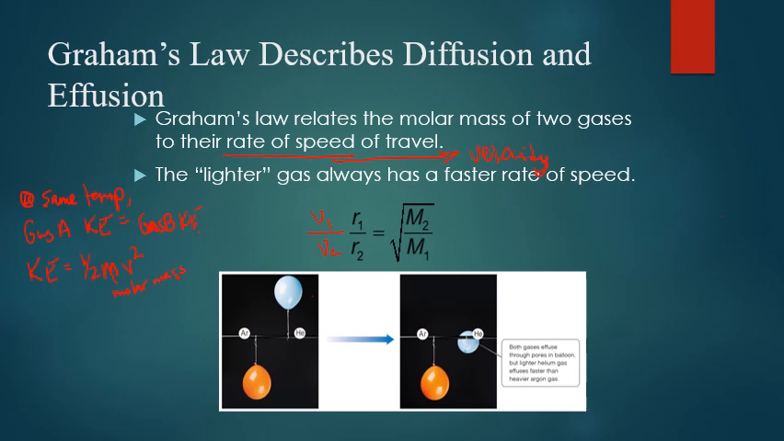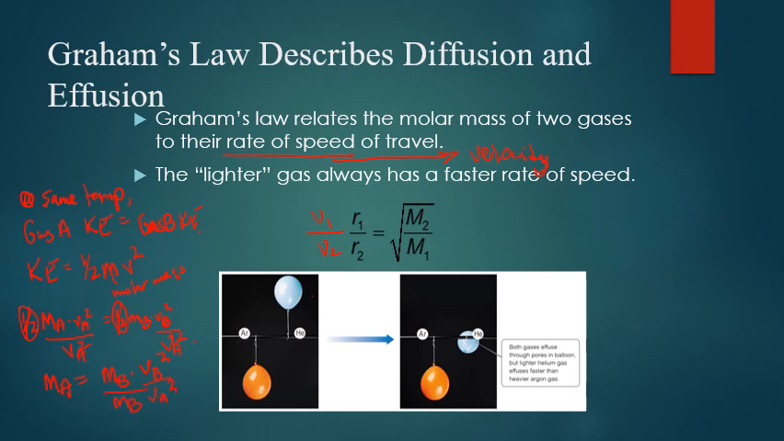Because my two gases have the same kinetic energy, I can set the two equations equal to each other. So I could say 1/2 the mass of A times the velocity of A squared equals 1/2 the mass of B times the velocity of B squared. Notice my two 1/2s can cancel off. So I have MA times VA squared equals MB times VB squared. If I get the velocities on one side and the molar masses on the other, I can divide both sides by VA squared, and that gives me MA equals MB times VB squared over VA squared.